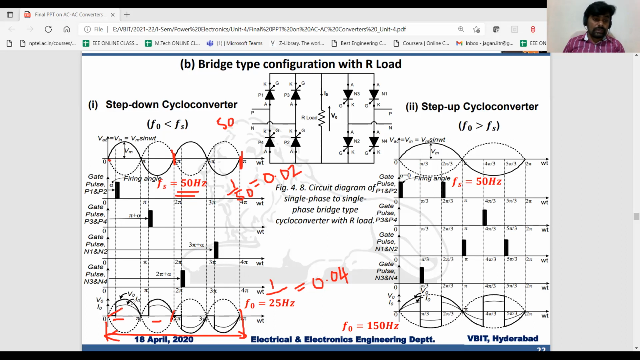So which is completing one output cycle. In one output cycle, we can see two input cycles, right? Because the input cycle is for 50 Hz, whereas the output frequency is for 25 Hz, right? So now I will go for the simulation part, right?